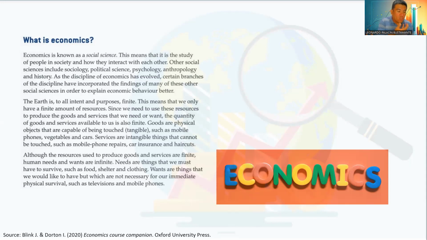Now, the resources used to produce goods and services are finite. So humans need to know how to best allocate or distribute these resources to obtain an optimum decision. So that is very important to consider. So in the last part of this text, we have the clear definition and difference between needs and wants. Needs are the things that we must have to survive, whereas wants are the things that we would like to have, but they are not necessary for physical survival.